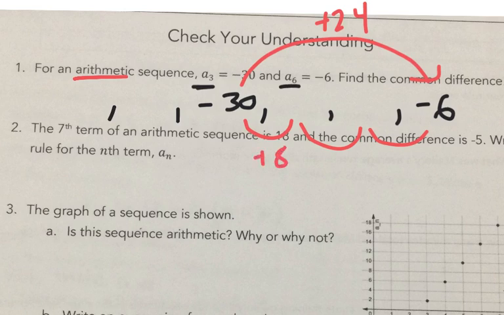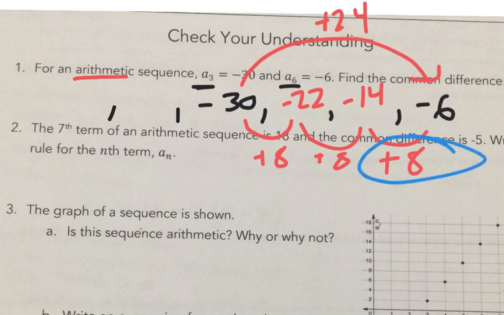If I went up by 8, that would put me at negative 22. And if I went up by 8, that would put me at negative 14. And if I went up by 8, that would put me at negative 6. We follow that? So what's the common difference? 8.